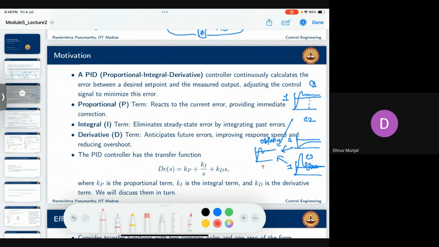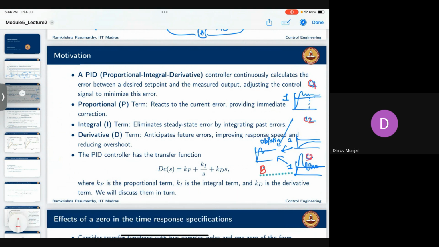This I am going to consider as case B. This is C1, C2, and C3. So how am I going to design a controller so that I can push C1, C2, C3 to behave like B? Is it clear? Is the motivation clear? If you understand so far, just give a thumbs up. Yes, ma'am. Right, okay, good.